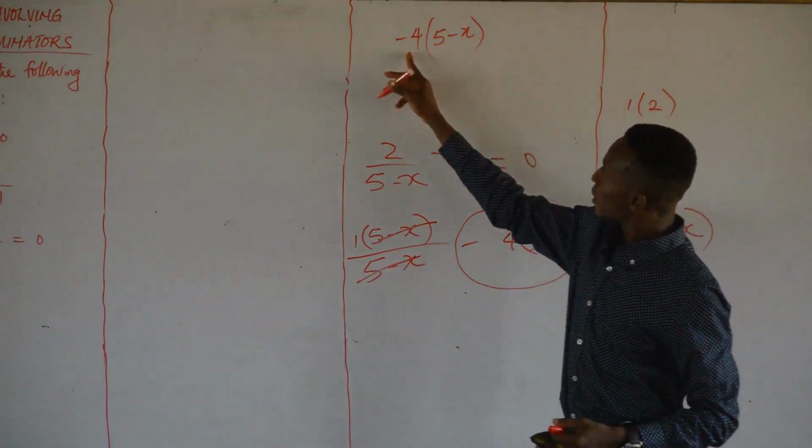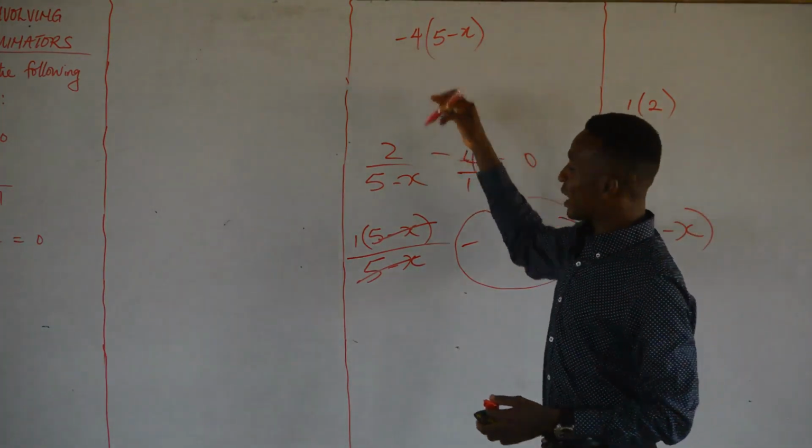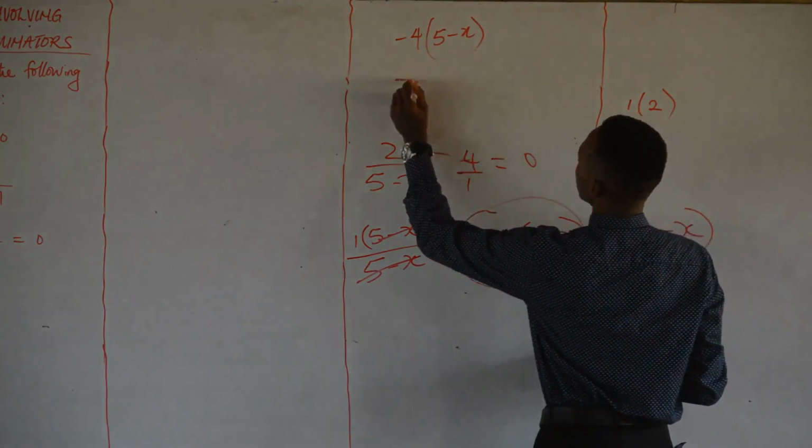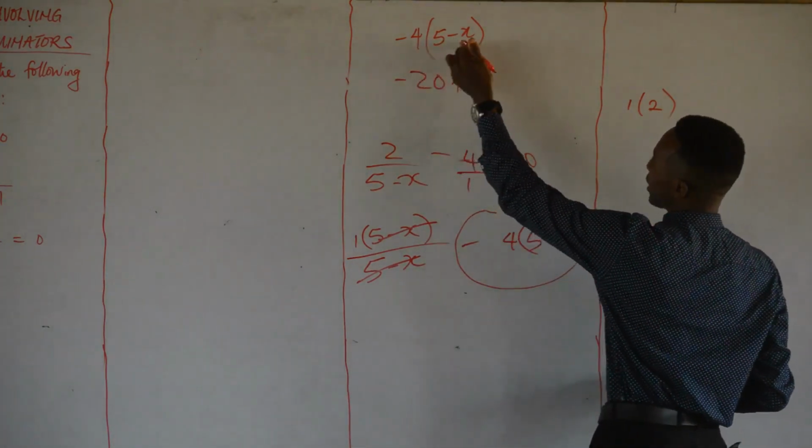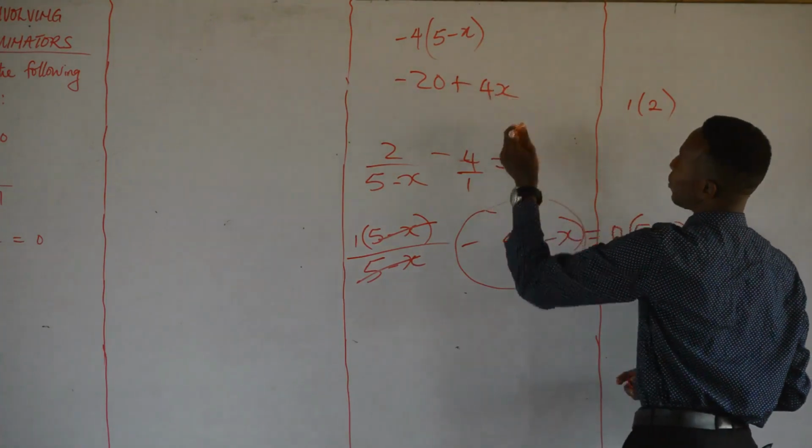Now when I extract it, minus 4 multiplied by 5 gives me minus 20. So I write out minus 20. Minus times minus here gives me plus. Then 4 times x gives me 4x.